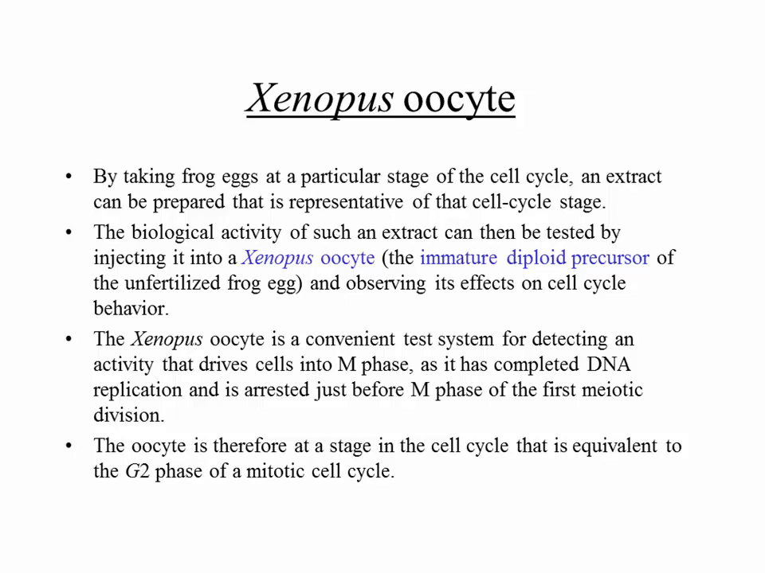With reference to that picture that I showed you about meiosis, I was telling you that in the case of females, before the egg is formed, the cell is arrested after DNA replication, even before birth, just prior to the first meiotic division. So you can use this as a test system. Take the extract, put it in there and see if it crosses over.